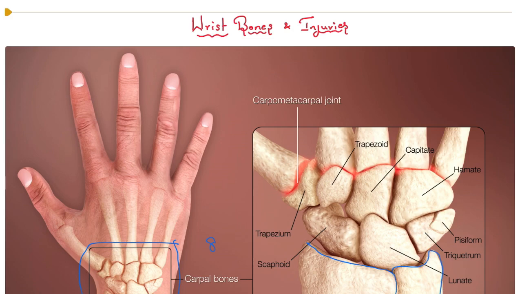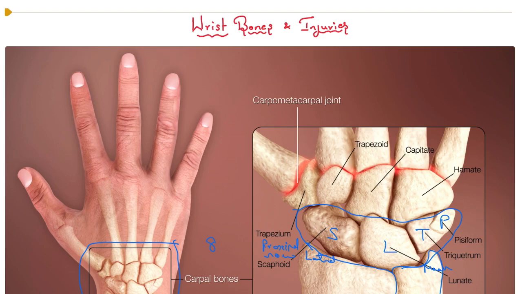From here you can see this is the proximal part of the wrist. If you look from lateral to medial, you can see a total of 4 carpal bones: scaphoid, lunate, triquetrum and pisiform. These come in the proximal area, so this is the proximal row of carpal bones.